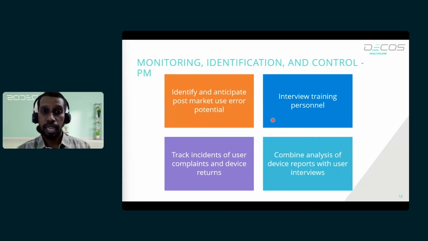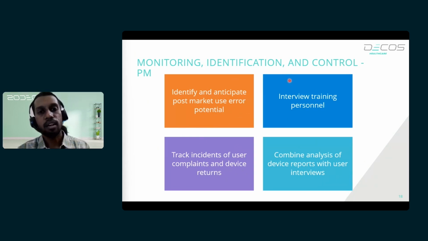We need to interview the personnel who are involved in training the clinicians or the doctors while selling the device. If I'm not going to impart proper knowledge to the user, I'm failing to perform an action, and there is always a possibility for a user error to occur, right? And then we need to track these incidents, and if there are any device returns or supplier recalls due to a particular failure, what is the reason for this particular failure?